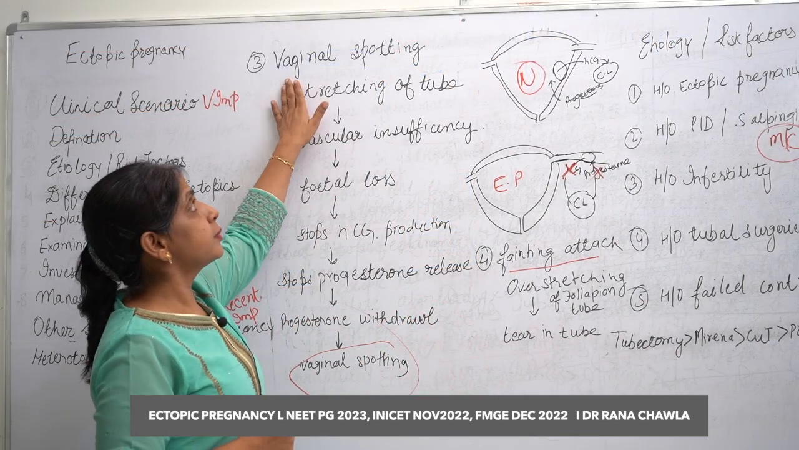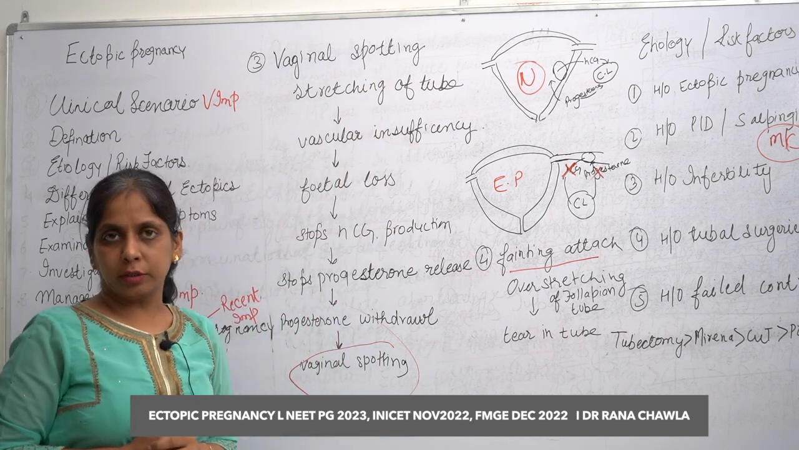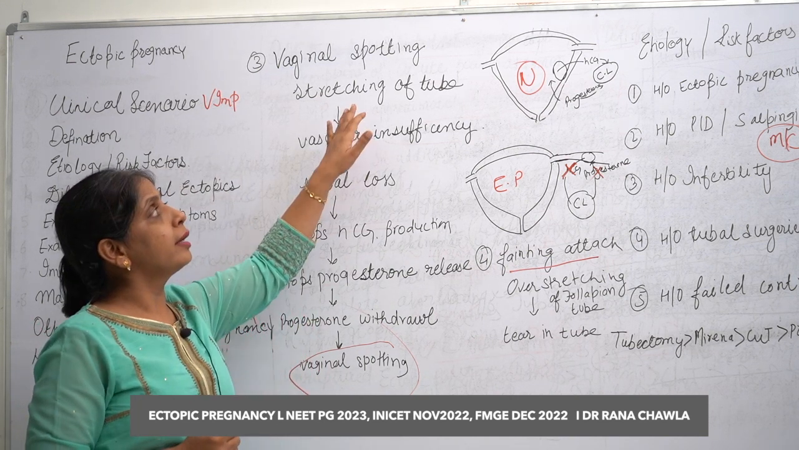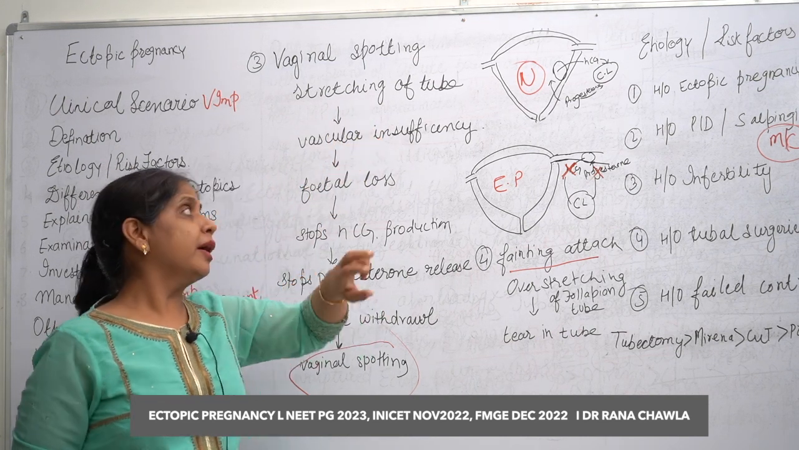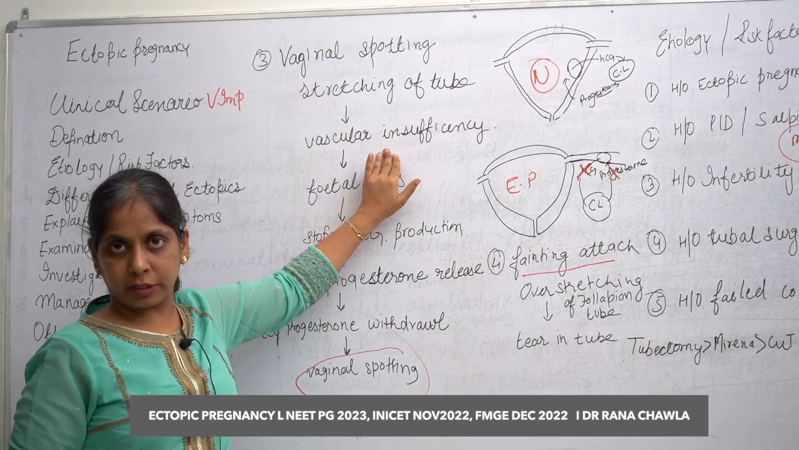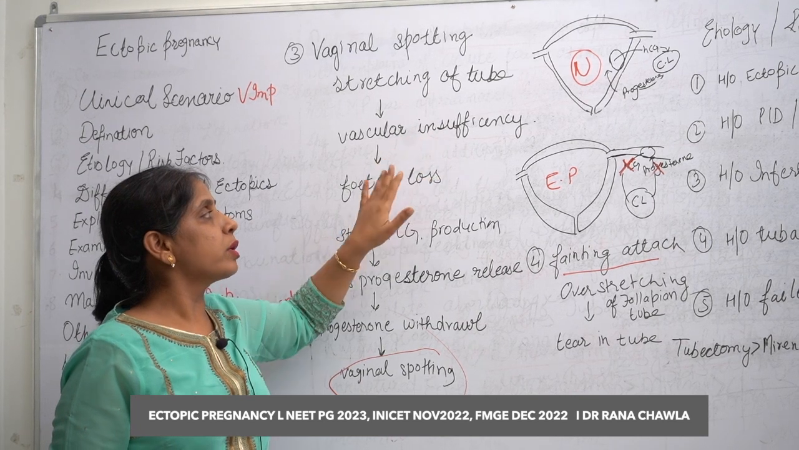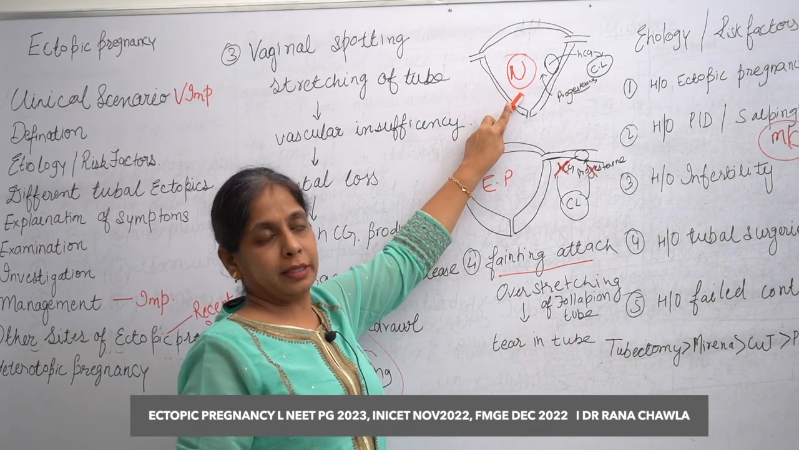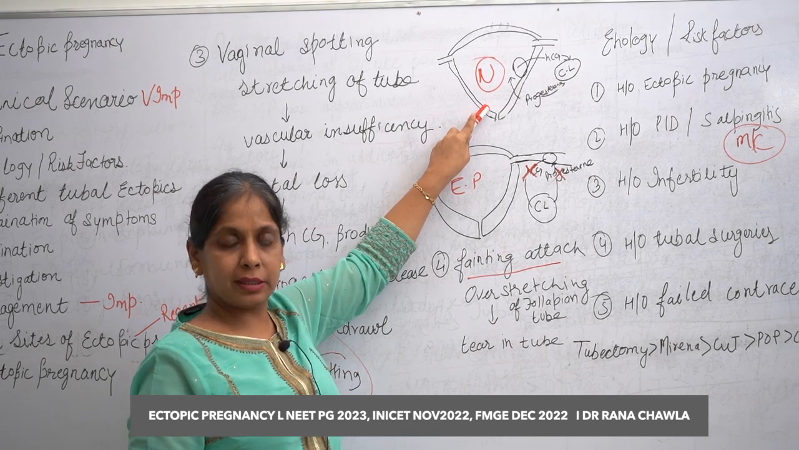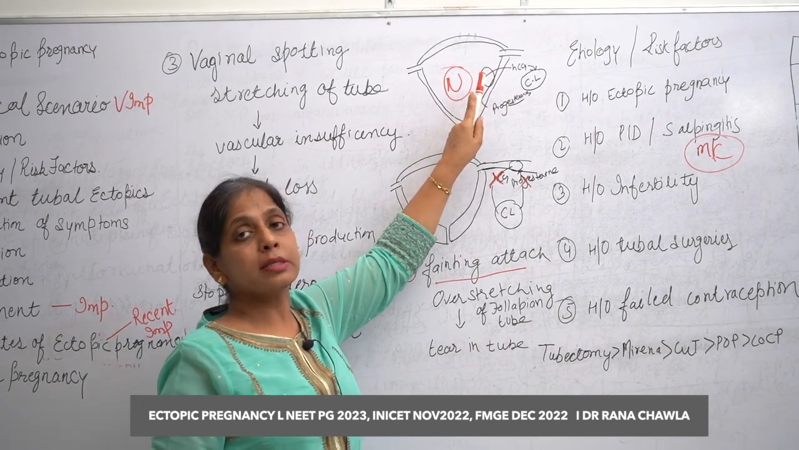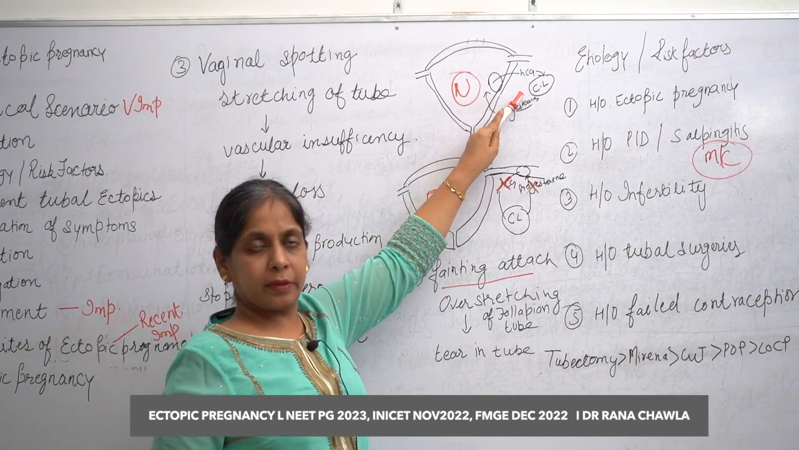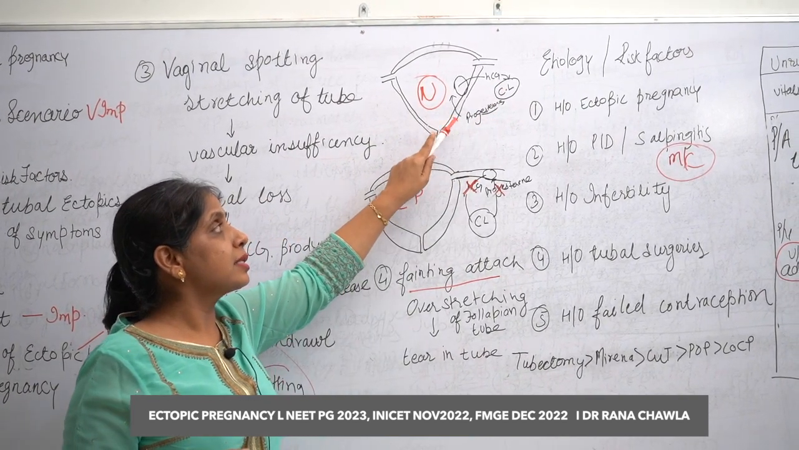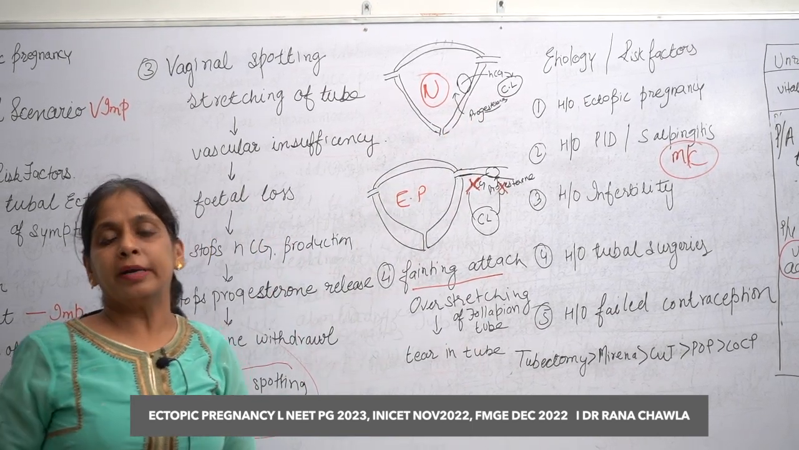The third symptom is vaginal spotting. Let's see why the vaginal spotting occurs. The embryo is implanted in the tube. Implantation leads to stretching of the tube, and stretching of the tube causes vascular insufficiency. The vascular supply decreases, and this leads to fetal loss. Now in a normal intrauterine pregnancy, the embryo's trophoblast cells synthesize HCG. HCG maintains the corpus luteum, and the corpus luteum synthesizes progesterone, which is responsible for maintaining the pregnancy.